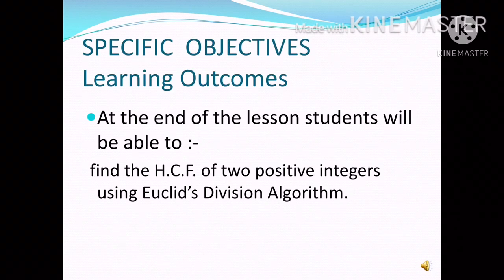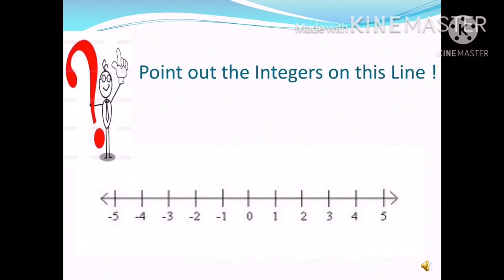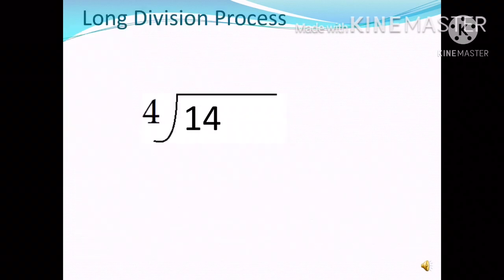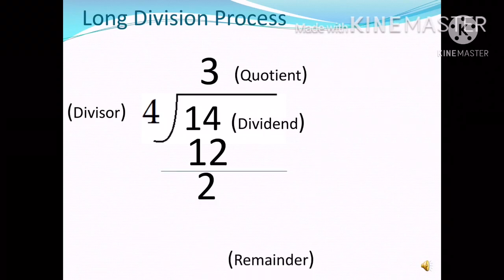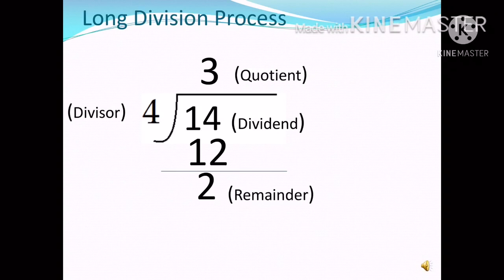So let us explore. Dear students, do you remember the process of long division? That is, how can you divide a number by another number? For example, if you have to divide 14 by 4, how will you do it? Yes, it's very easy. Here 14 is dividend, 4 is divisor, 3 is quotient and 2 is remainder.